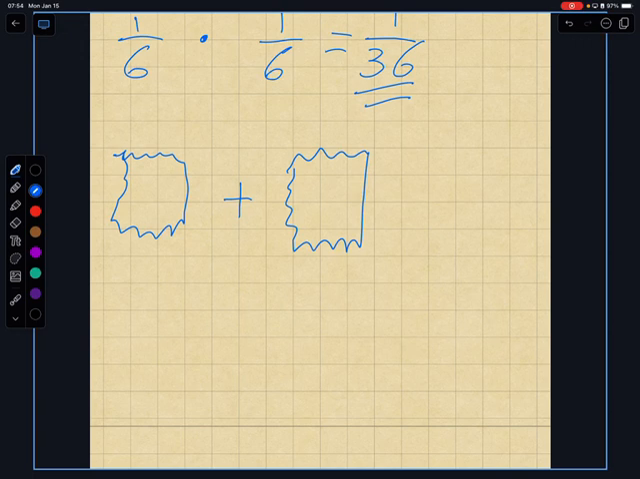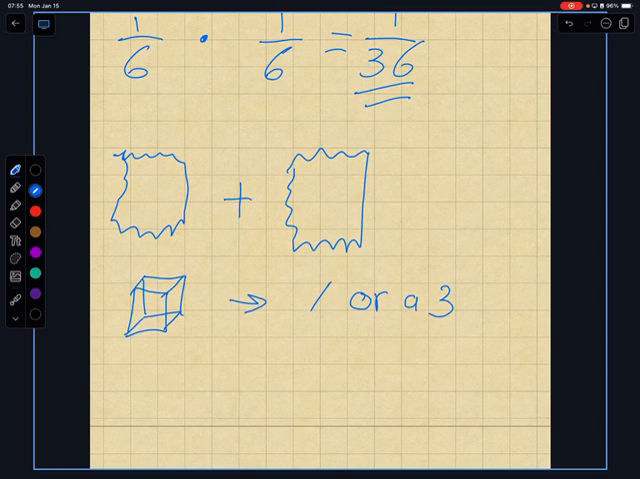I'm throwing 1 dice once. I need to throw a 1 or a 3. So when I throw the die, I need the 1 or I need the 3. It doesn't matter which one I get. I need one of them. It doesn't matter.